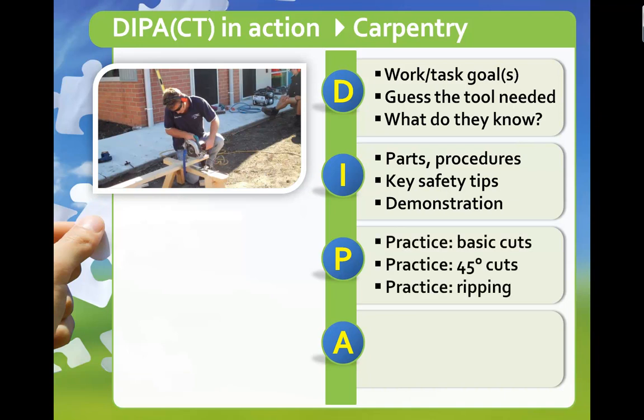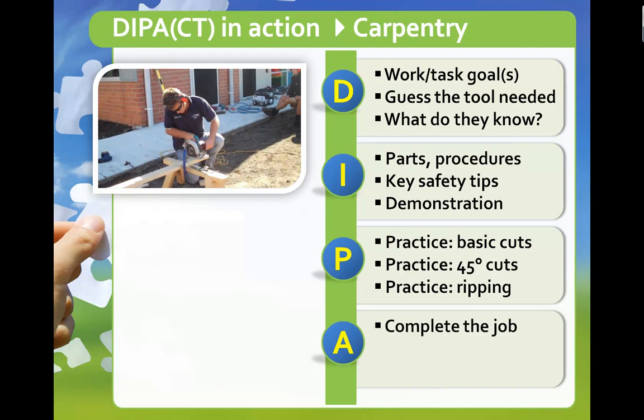In terms of the practice, I've watched him actually do this, and the three lots of practice that I saw him work on with the learners were basic cuts, 45-degree cuts, and ripping. Three common ways you would use the portable circular saw, and he would do some very closely monitored, controlled practice with the learners on how to hold the tool and how to do these different jobs with it.